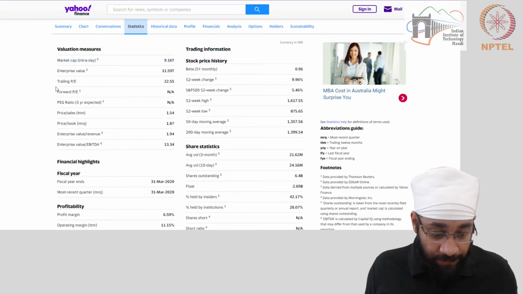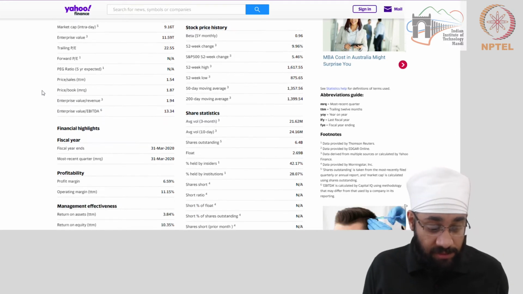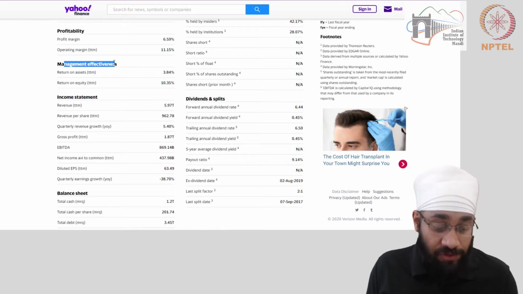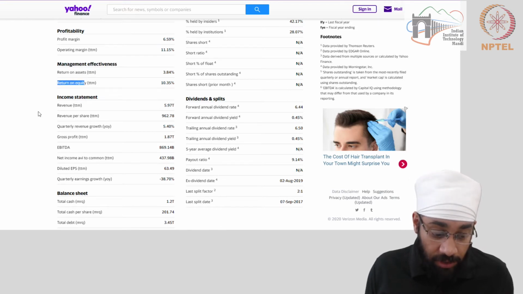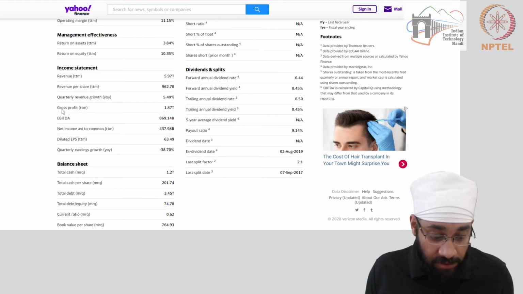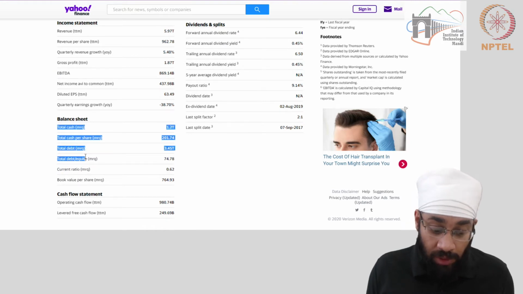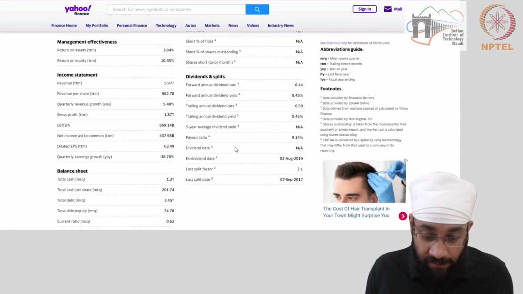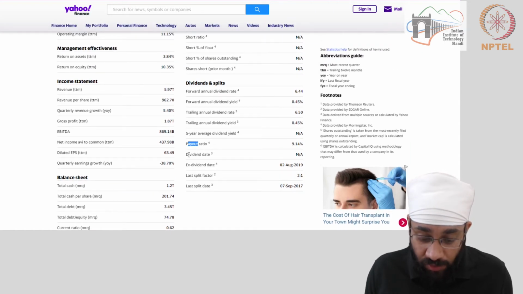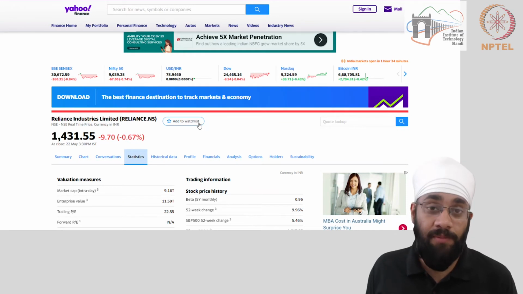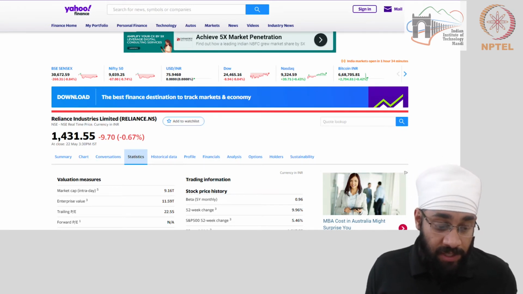So here you have PE and you have price to book ratio, and a number of other advanced financial indicators are also here. Profitability, profit margin, operating profit margin, you know this. Management's effectiveness, this is the efficiency ratio, return on asset, return on equity. You have income statement numbers here, EBITDA, you know this, balance sheet numbers, current ratio is here, debt to equity is here, then you have dividend and splits, you have payout ratio, dividend dates are here. So a number of details are given here and whatever numbers you're interested in, you can look at these numbers. So that's Yahoo Finance.